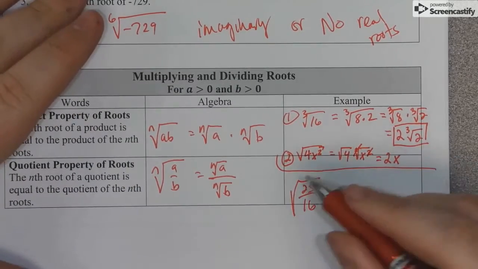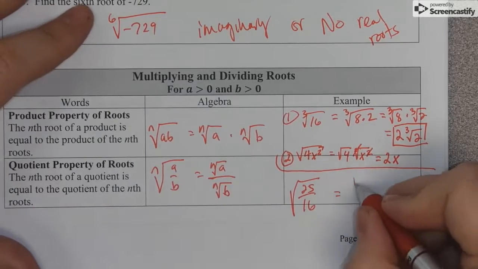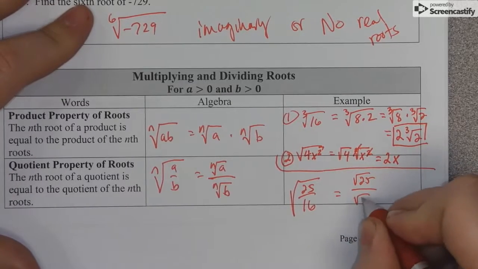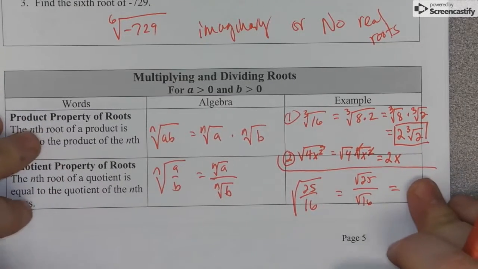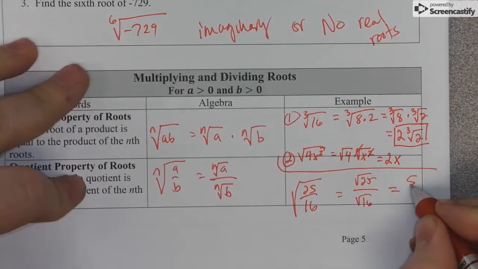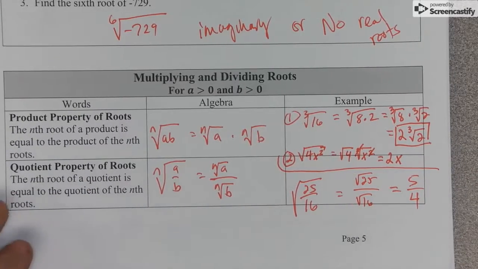Again, this is a square root, and we can break it apart according to the quotient property as the square root of 25 over the square root of 16. Square roots should be pretty easy to recognize. The square root of 25 is 5, and the square root of 16 is 4. So 5 over 4, and you could leave your answer like that.